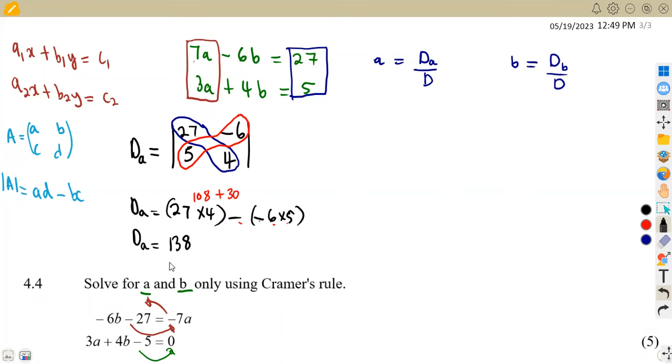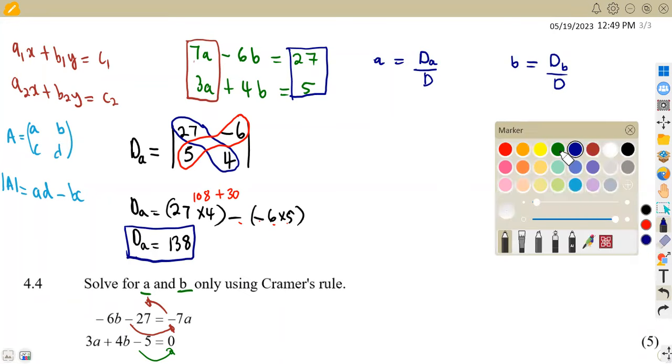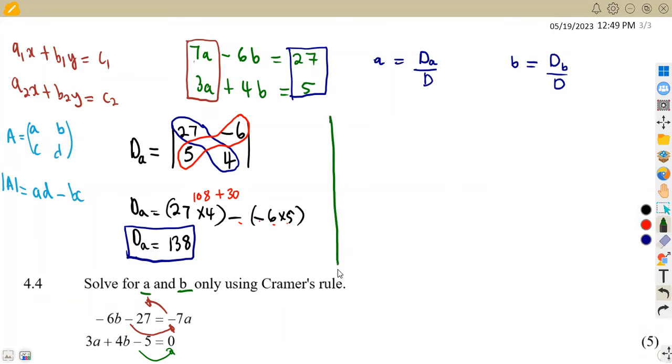So here we have got the determinant with respect to A. So we have determined the determinant with respect to A. So the same thing we are going to apply here to determine the determinant with respect to B this time. All right, so the determinant with respect to B. So what you're going to do this time, you are focusing on B.